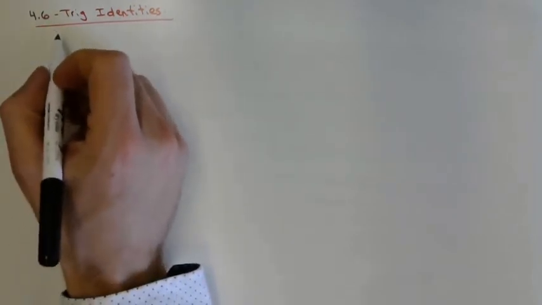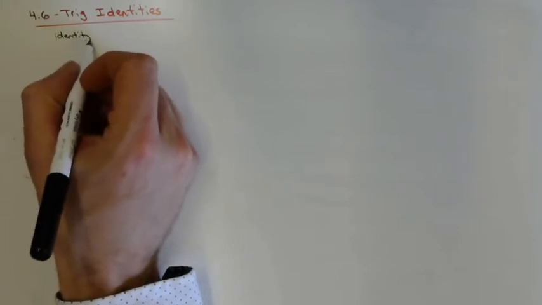4.6 trig identity. So with all of your trigonometry skills and your ability to solve triangles and things like that, we move into something called trig identities. So an identity, there you have room for a bit of notes at the top. An identity is an equation that is always true.